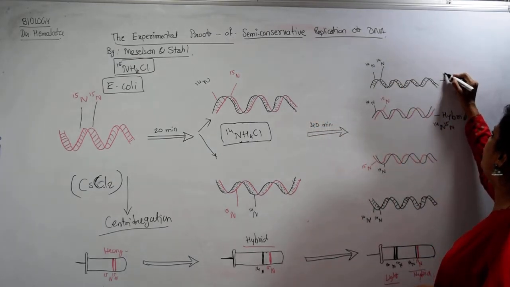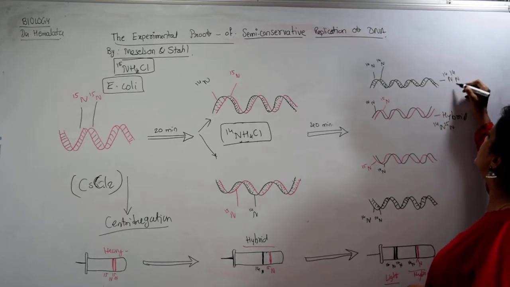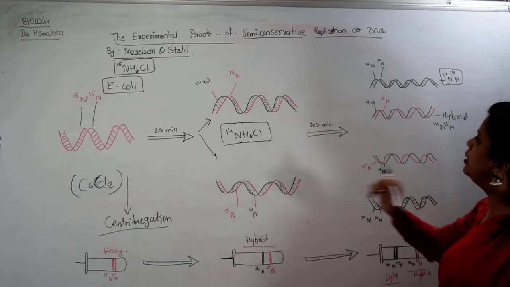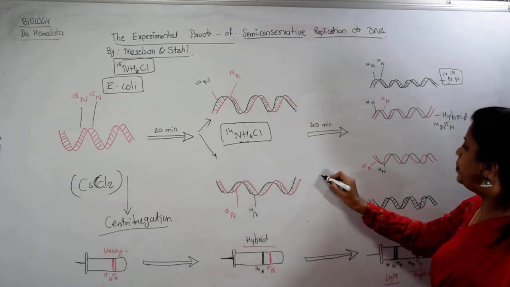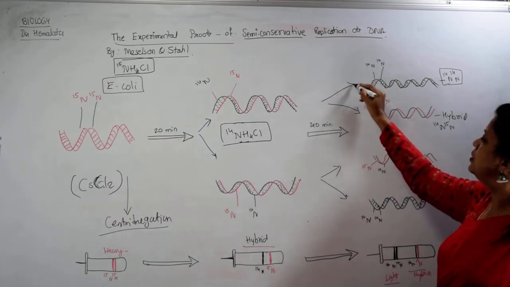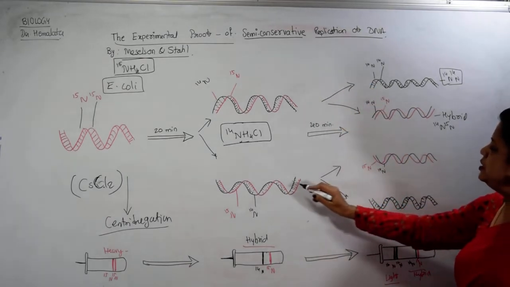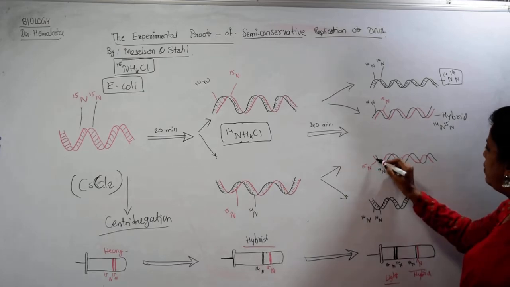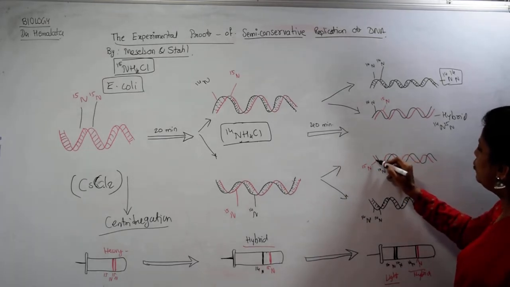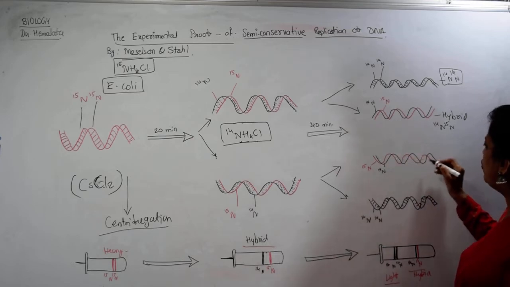Therefore, it is N14 and N14 strand only. It is a normal one. But another one, this strand, when it separates, it forms like this. Whenever this separates, first the black and the red strand I have written, this is the N15 strand, which combines with N14 to form a hybrid.